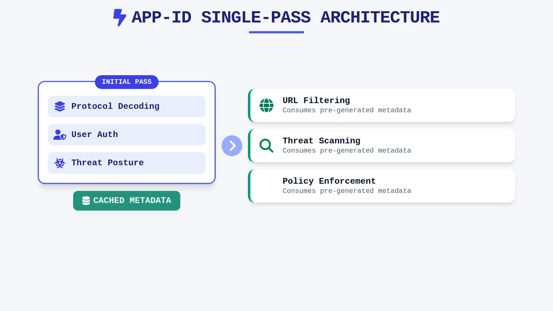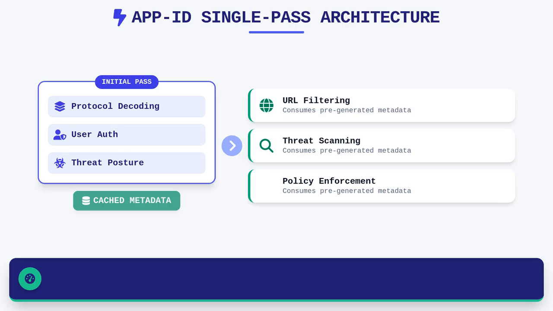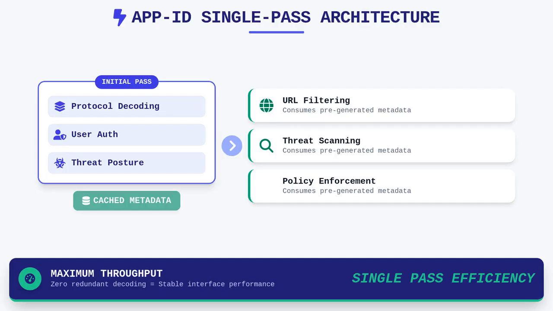This is a critical distinction, as it ensures that enabling deep packet inspection for a specific policy does not cause a sudden, massive drop in the interface throughput regardless of the total traffic volume.